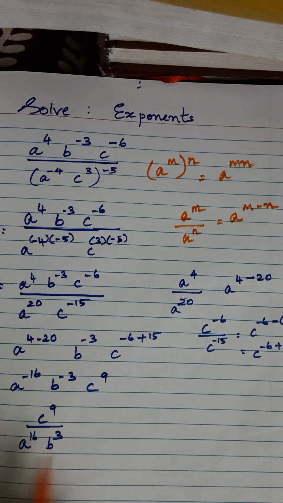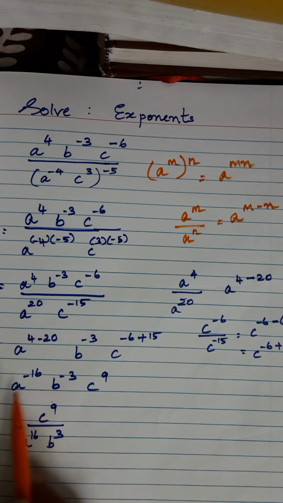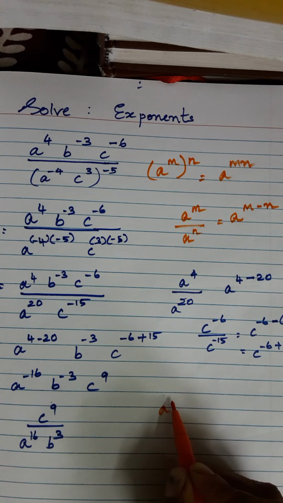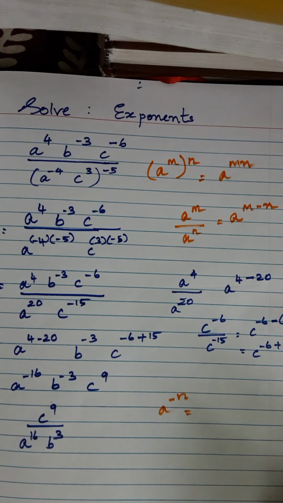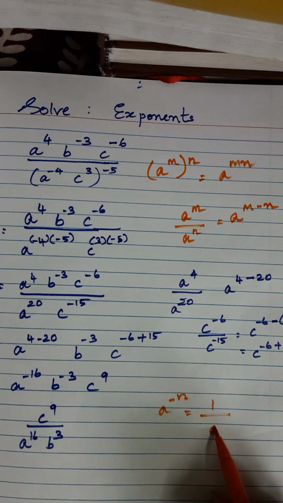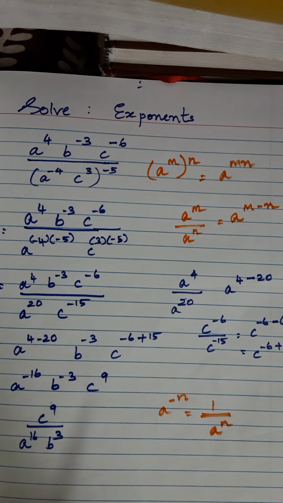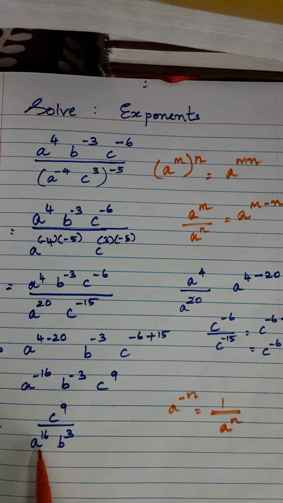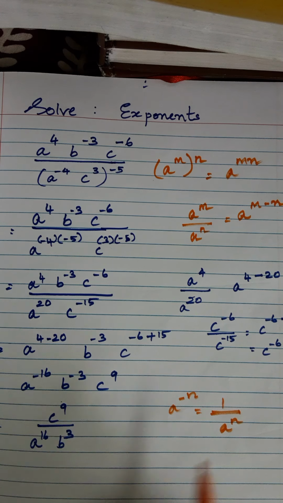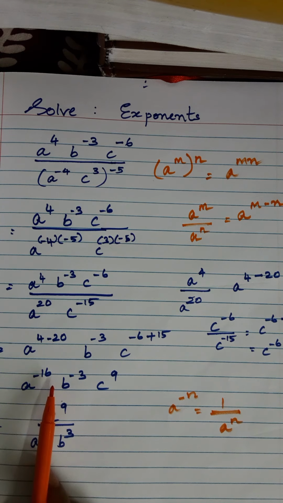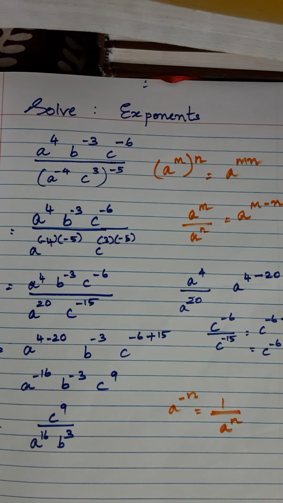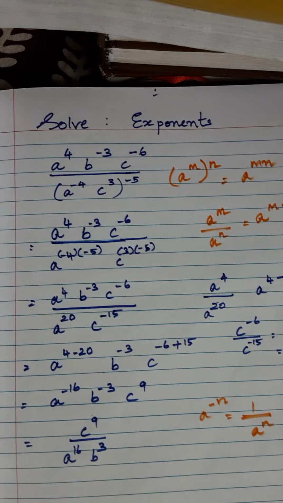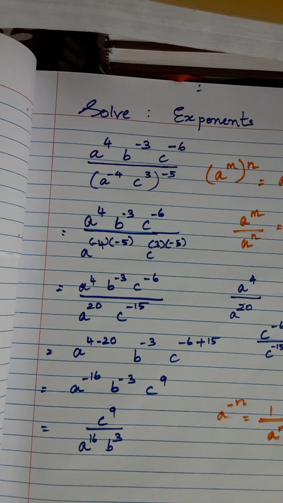And here also I've applied the rule of negative exponents. That is a to the power minus n can be made positive by taking it to the denominator. That will become 1 by a to the power n. So a to the power minus 16 has a negative exponent, so I'm going to bring it down to make my exponent positive. It will become 1 by a to the power 16. So my final answer will be c to the power 9 divided by a to the power 16 into b to the power 3.